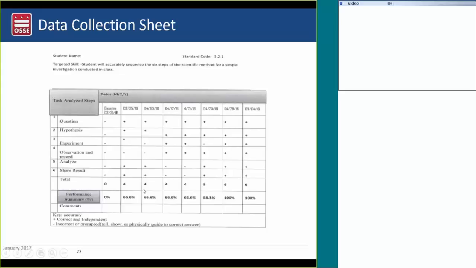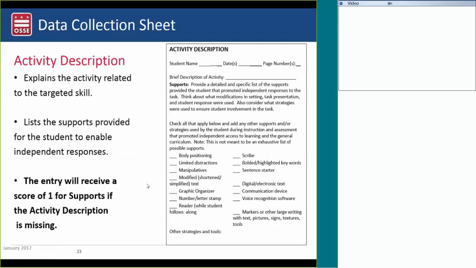Activity description form. This is another required form. If this activity description form is missing in the entry, the entry will receive a score of 1 for support, but we will be able to score performance and complexity.